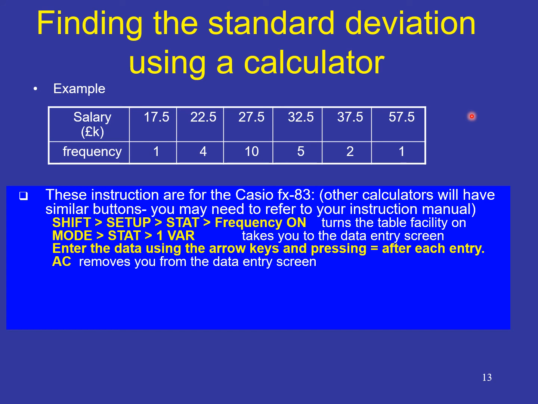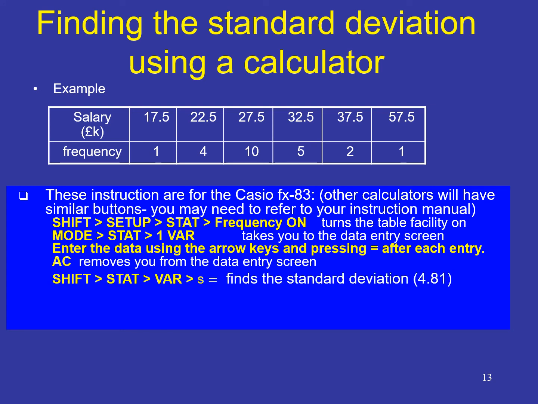Once you have entered the data, you then press the AC button, and that takes you out of the data entry screen. And you could then find the standard deviation by pressing Shift, Stat, Var, and S. So in this case, it will tell you the standard deviation is 4.81. As I mentioned, if you have a different make of calculator, you may have to choose a slightly different order of buttons. You should use your instruction manual to check how you would do that for your specific calculator.